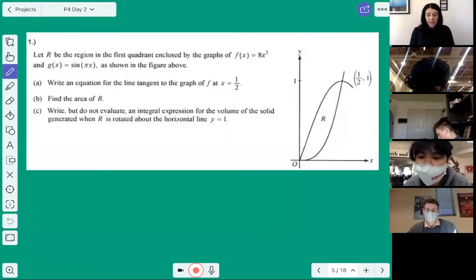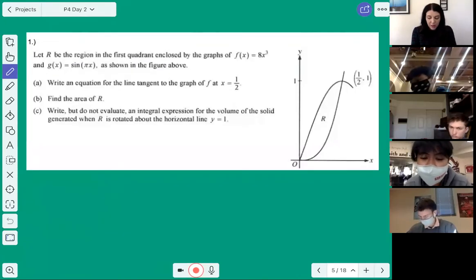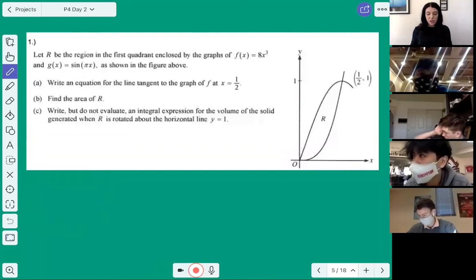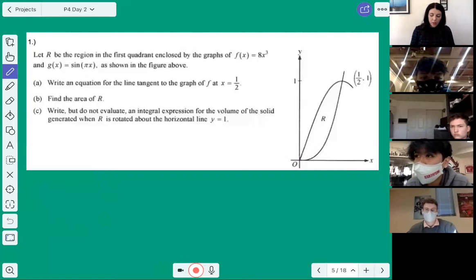Okay, let's go to part C. So part C says, write but do not evaluate an integral expression for the volume of the solid generated when R is rotated about the horizontal line y equals 1. We talked about this in class.